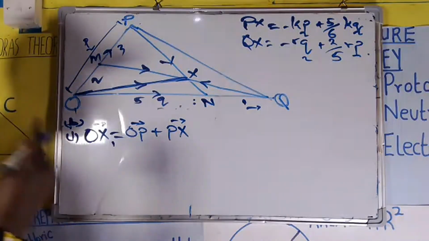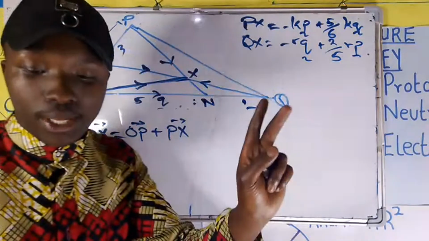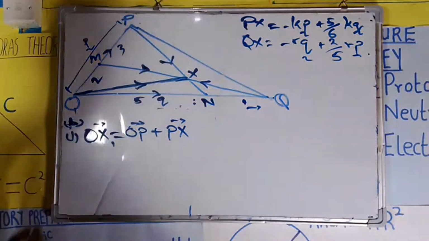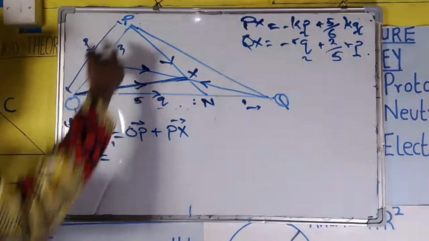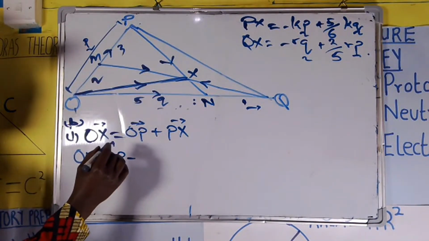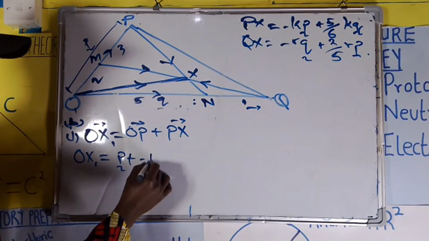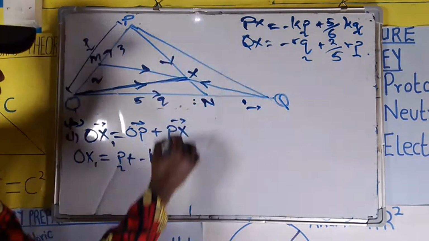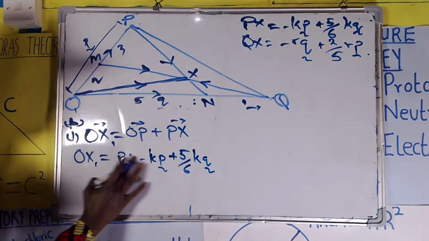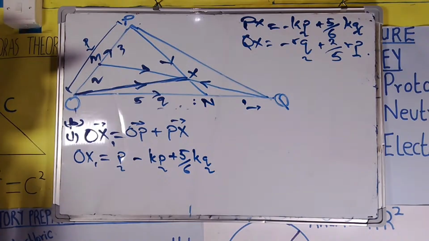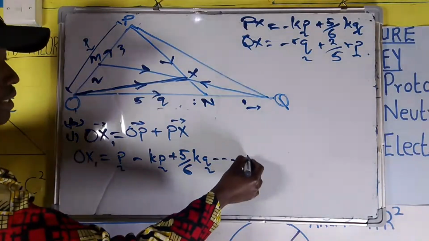Wacha tuite OH1 juu tumeambiwa tu express mara mbili. Express or write down different expression for OH. Two different expressions. So ya kwanza itakuwa OH1 is equal to OP ni P plus PH, plus minus KP plus 5/6 KQ. So plus minus is the same as minus. Juu hapa ilikuwa plus then pale ni minus. So hii ndo itakuwa expression ya kwanza ya OH.